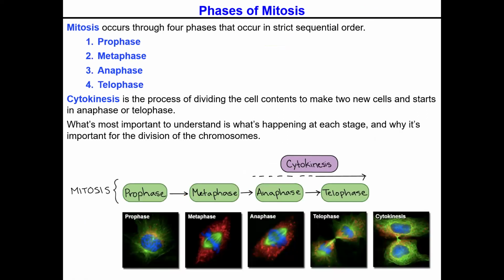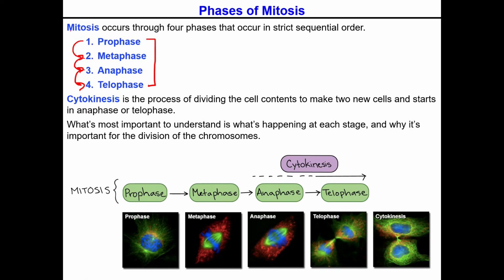So let's go ahead and take a look at the phases of mitosis. Right here, these are going to be the four phases that occur in strict sequential order, meaning that we have to go through prophase first, then metaphase, anaphase, and then finally telophase. Now, cytokinesis is going to be the process of dividing cell contents in order to make the two cells. So again, all of these phases are going to be the portions where we're arranging, separating, and moving things. And then cytokinesis is going to be that actual physical split.